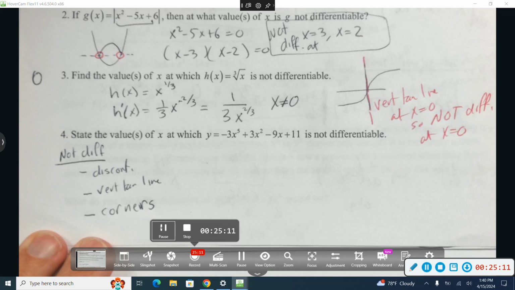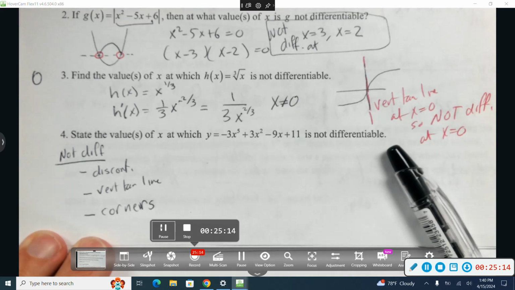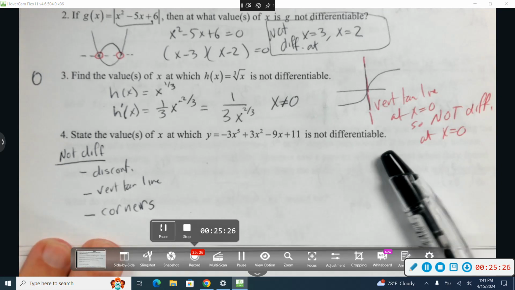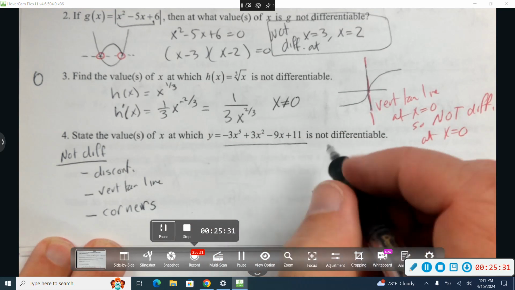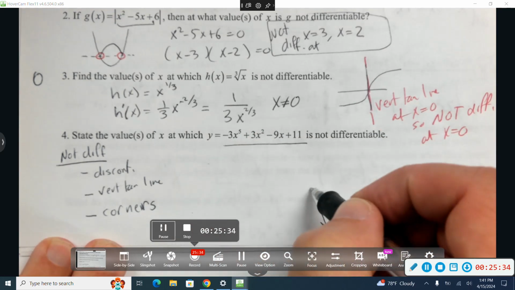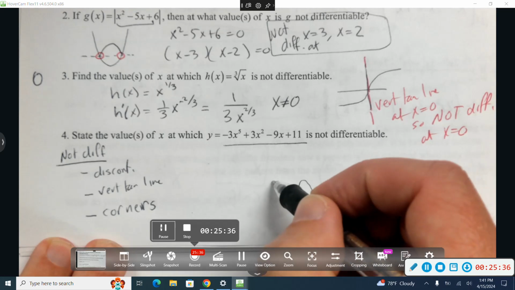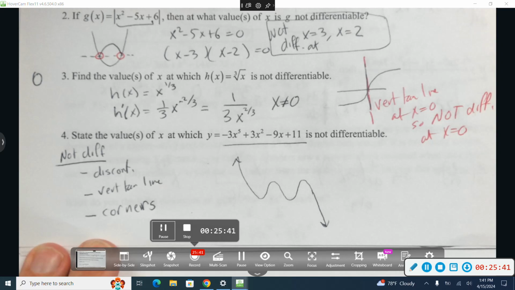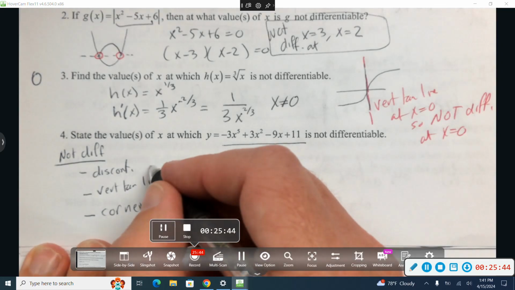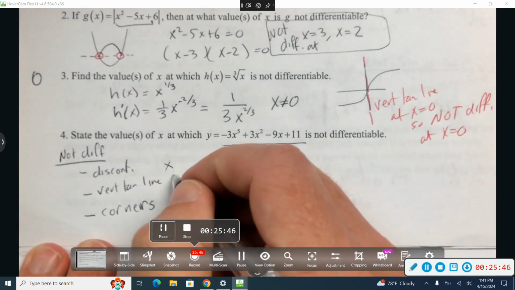So I don't know what negative 3x to the fifth plus 3x squared minus 9x plus 11 looks like. But I can say something about its differentiability. Any guesses or thoughts? Let's see, negative x to the fifth would mean it's going down on the right end, up on the left end. Might be 4 turns, something like that. But it's always continuous, so it's not discontinuous. There's no vertical tangent lines.